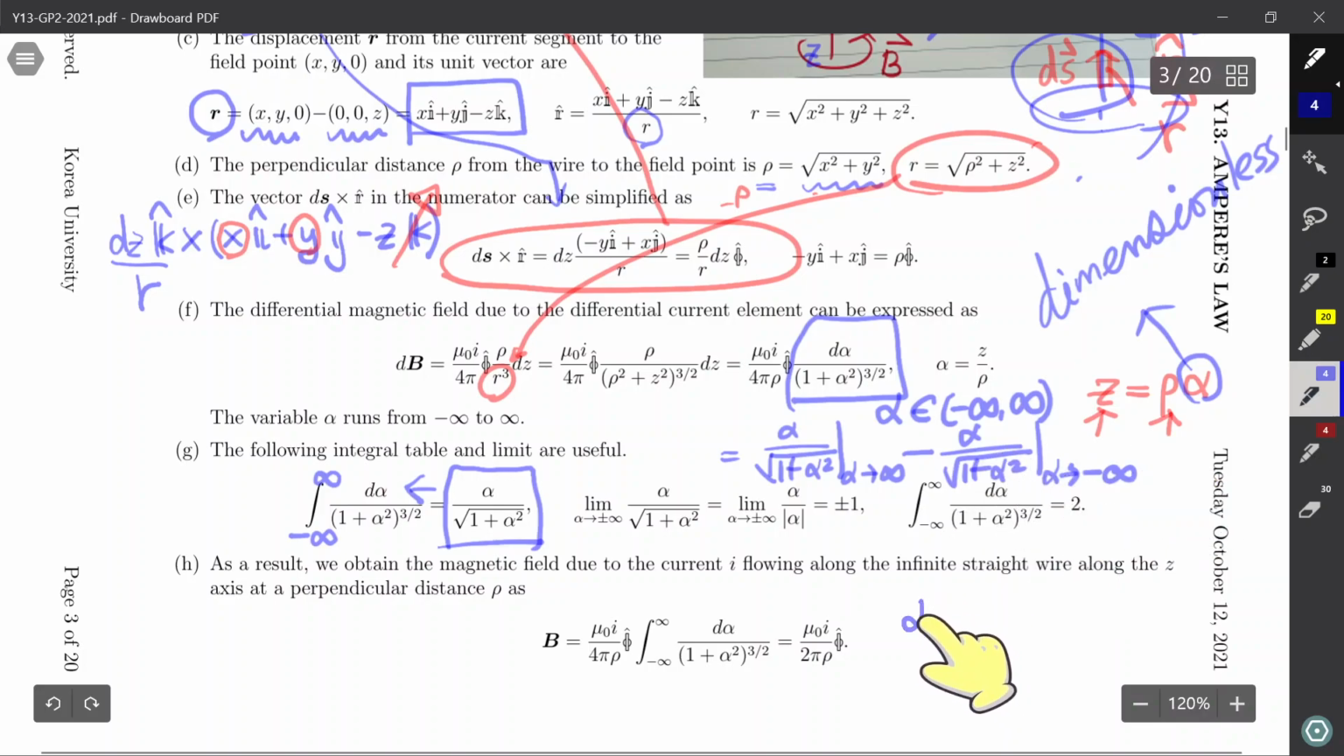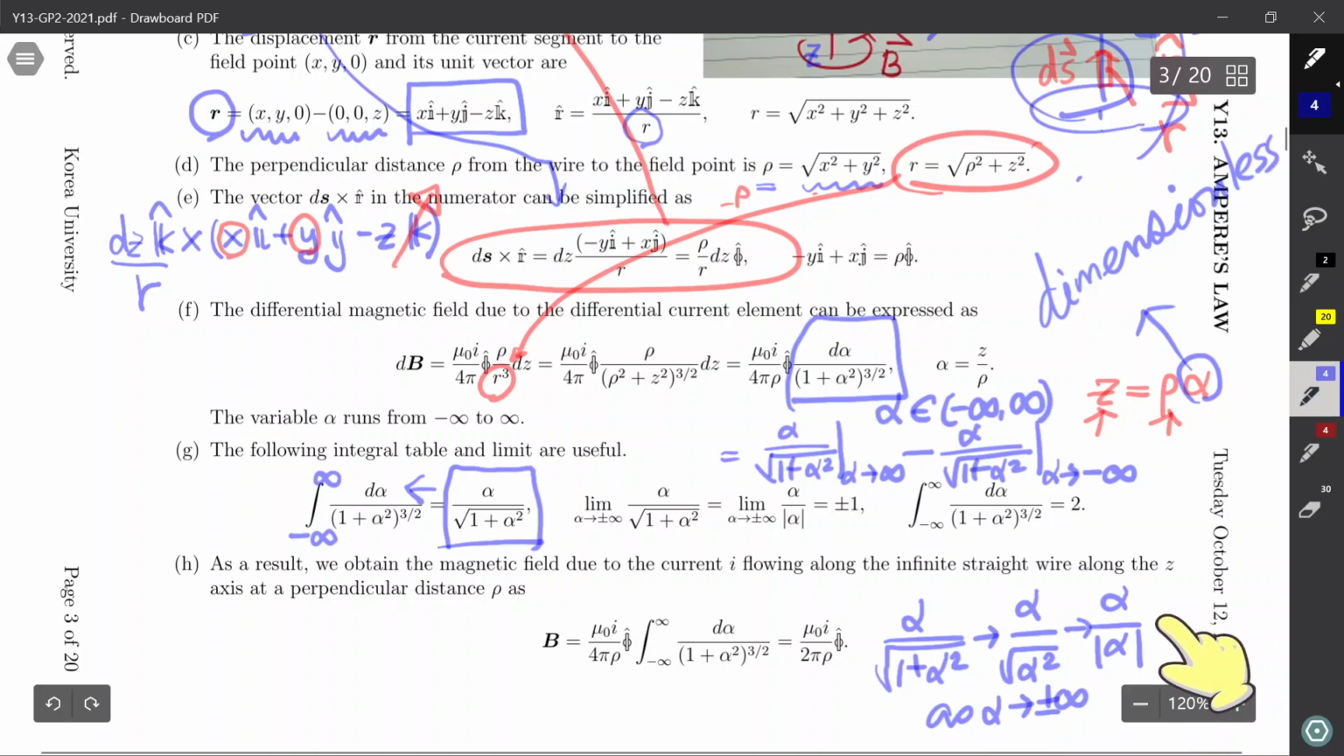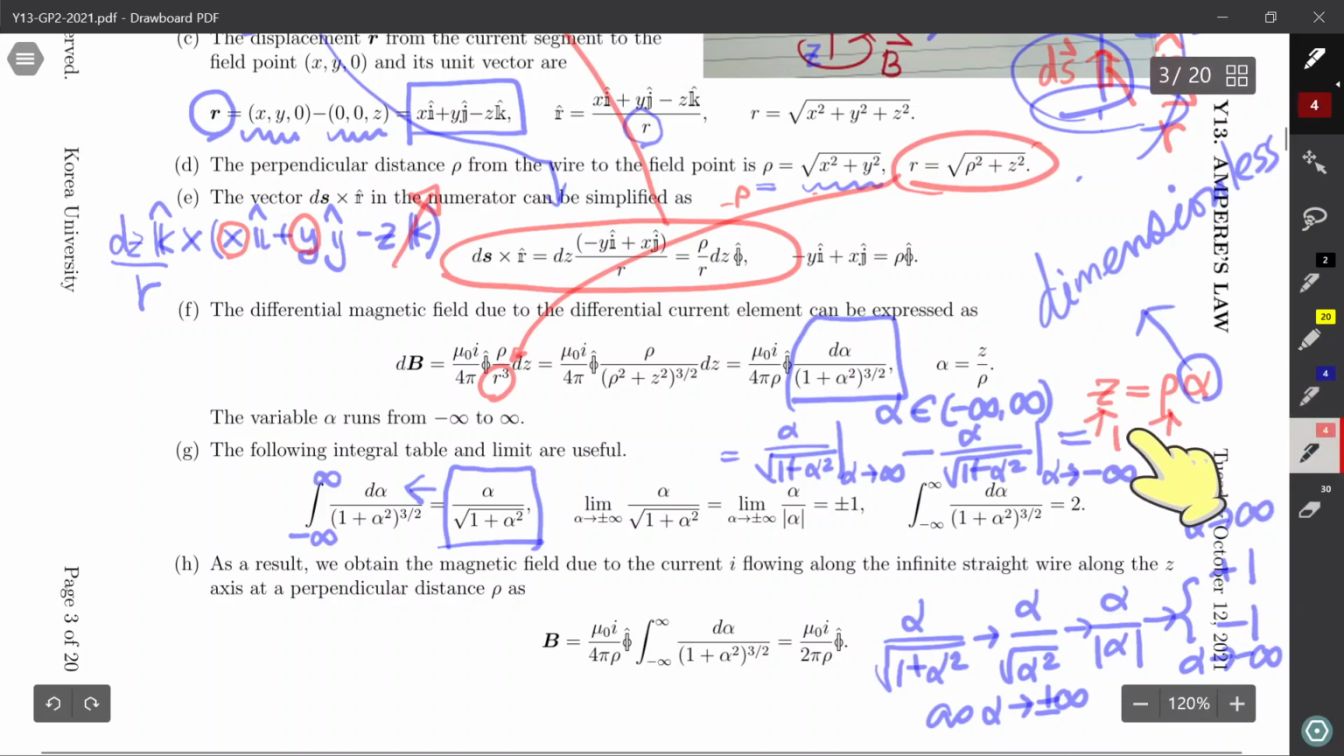You know, alpha over the square root of 1 plus alpha squared goes to alpha over the absolute value of alpha as alpha goes to plus or minus infinity. So it is plus 1 or minus 1. Plus 1 as alpha goes to infinity; as alpha goes to minus infinity, it becomes minus 1. Therefore, this value is 1 minus minus 1 equals 2. We have 2.